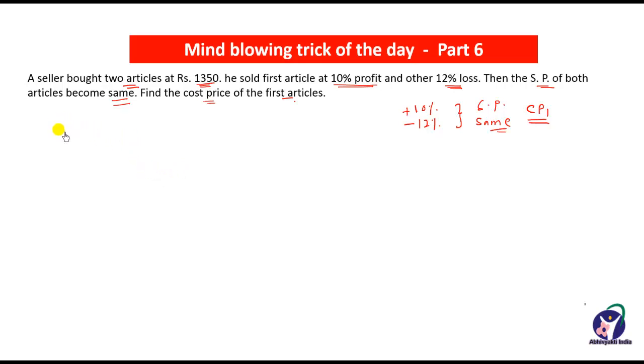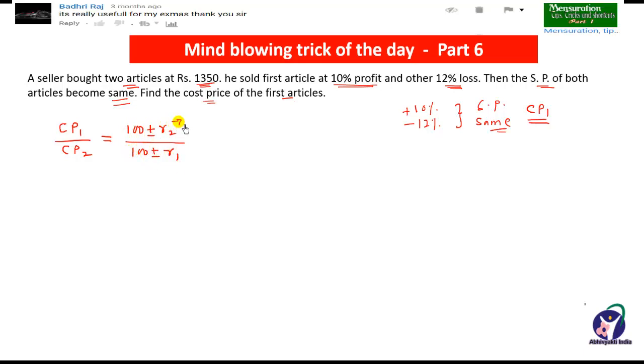So first we will use the formula. The formula is that CP1 upon CP2, that is the cost price of the first article to that of the cost price of the second article, is equal to 100 plus minus R2 upon 100 plus minus R1. Here R2 is the profit or loss percent of the second article, and R1 is the profit or loss percent of the first article. So if there is a profit, take plus; if there is a loss, take minus.